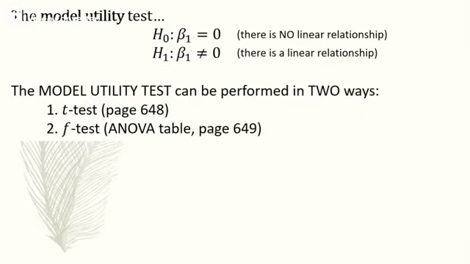Now, there are two ways of performing the model utility test. In other words, if you want to test this hypothesis, you can either use the t-test as discussed in the previous slide, which has the summary from page 648, or you can use an f-test. So you can actually construct an Anova table that will give you the same results. So I want to show you how you do that for regression.